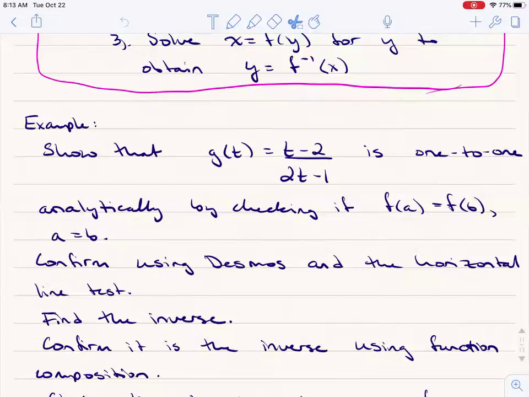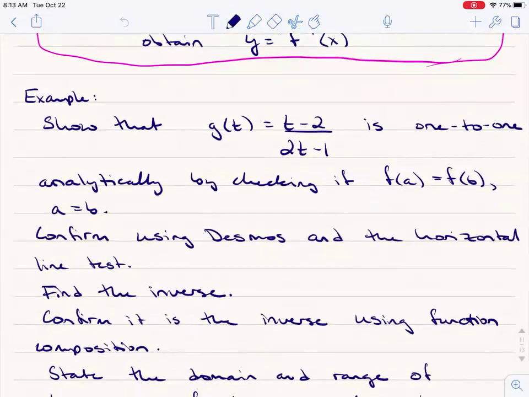All right, so here's the example from last day, which I'm assuming you have. We were going to show that g of t = (t - 2)/(2t - 1) is 1-to-1 analytically. So we showed that if we take f of a equal to f of b, we're able to prove that a equals b. So that's how we prove that something's 1-to-1. Sometimes it's easier than other times, but usually it's pretty straightforward.